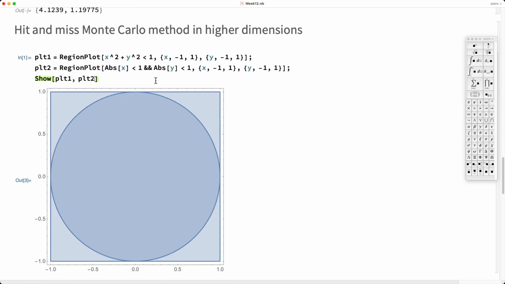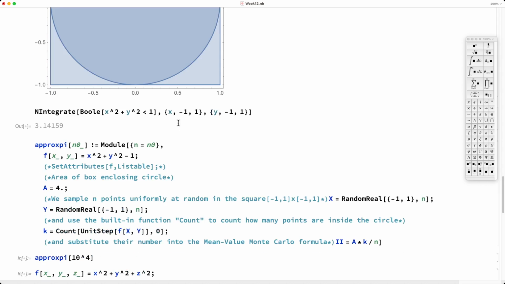So if we apply the hit and miss method, we basically are going to draw samples inside this unit box or unit square, and then count how many of those samples fall inside the circle. And then we will divide the number of samples inside the circle by the total number of samples inside the whole square. And that will be an approximation for the area of the circle.